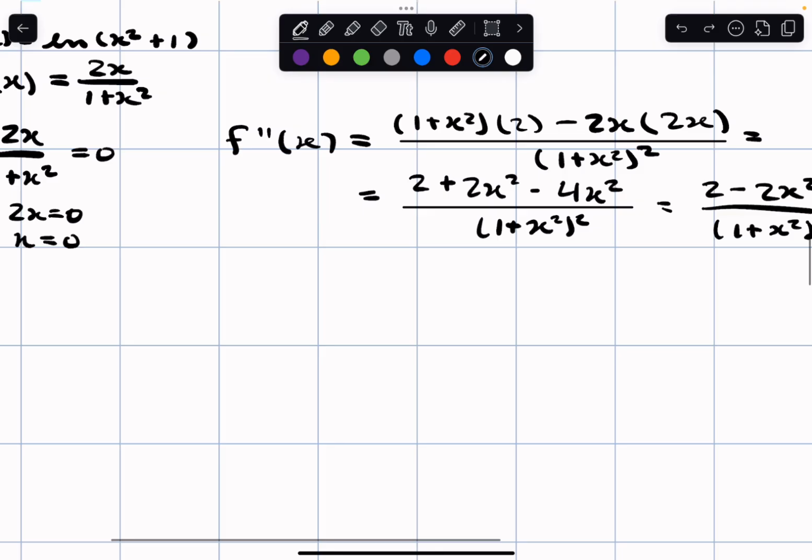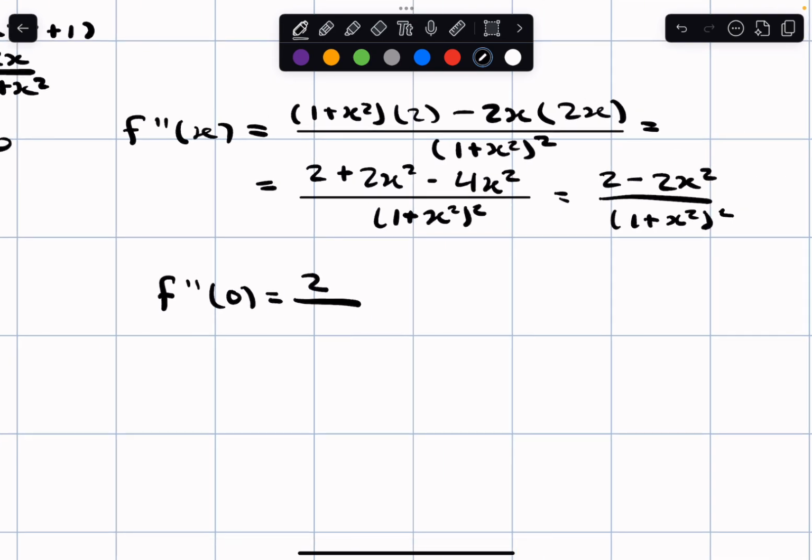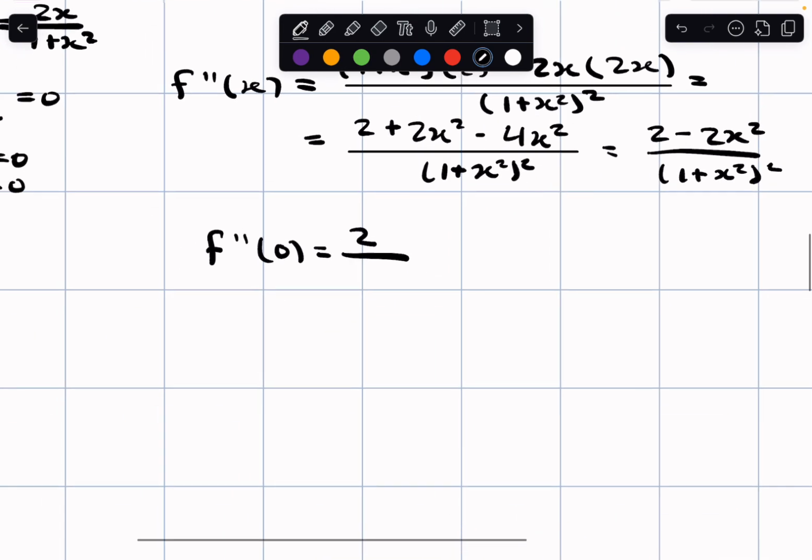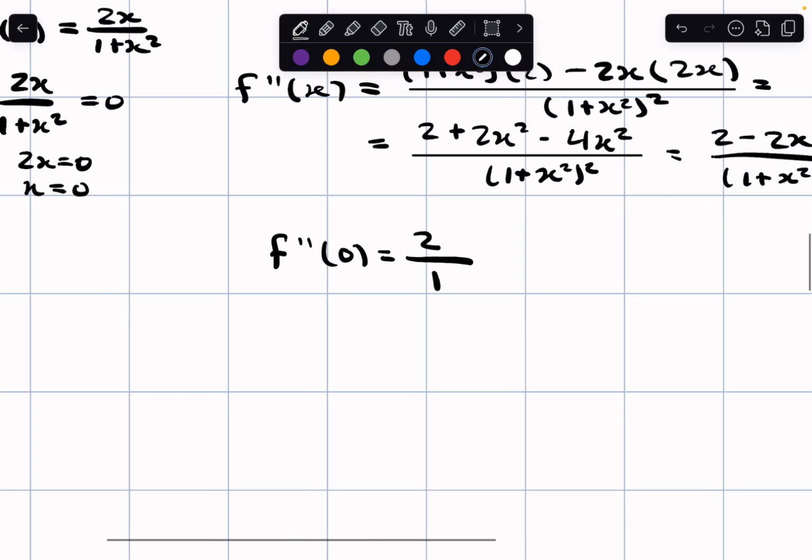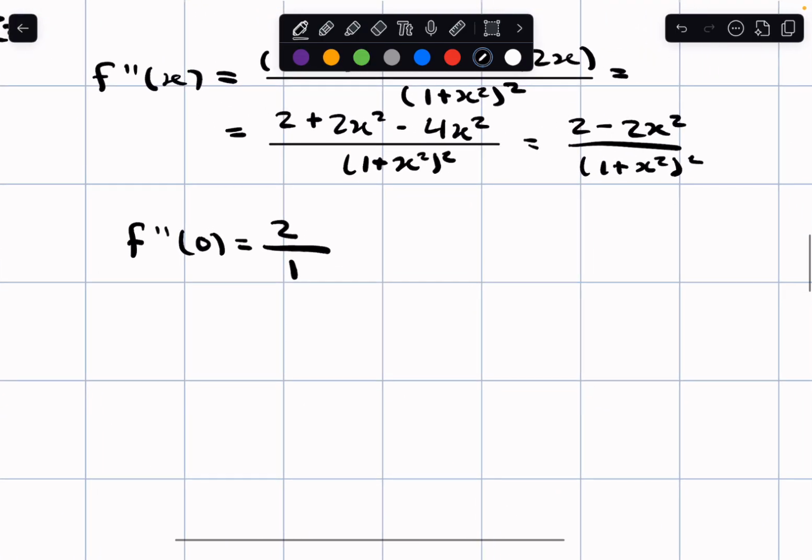So now we'll do f double prime of 0 to check. We'll have 2, because 2 minus 0 squared is 0, over 1 plus 0 squared, and 1 squared is 1. This is 2, and since 2 is positive, this is a local minimum.